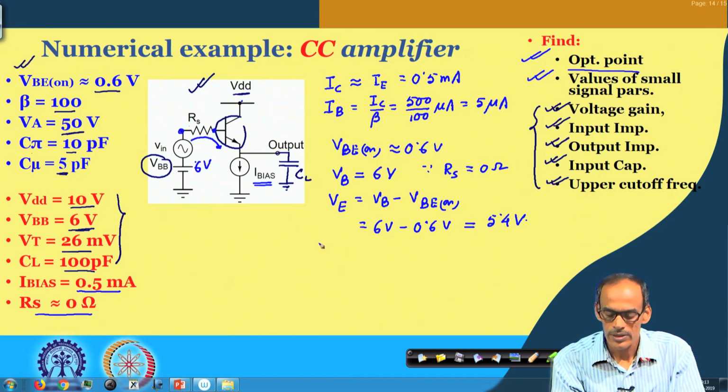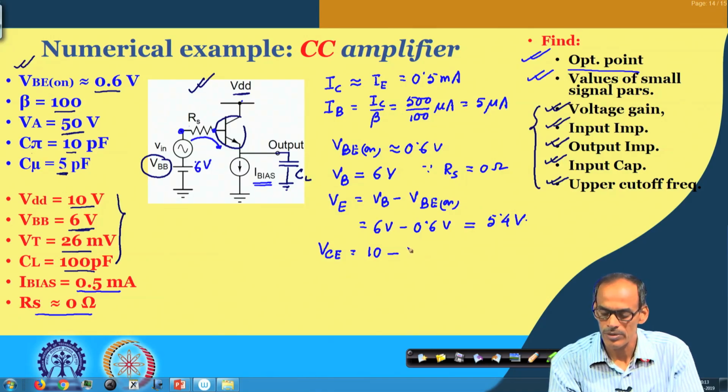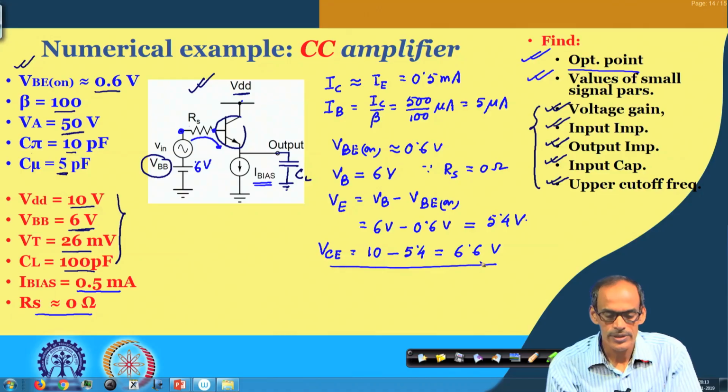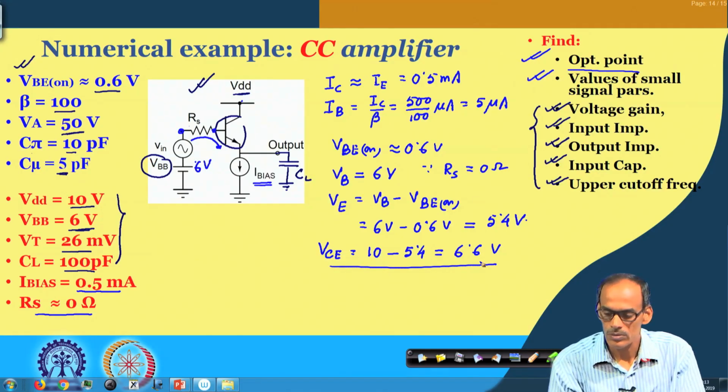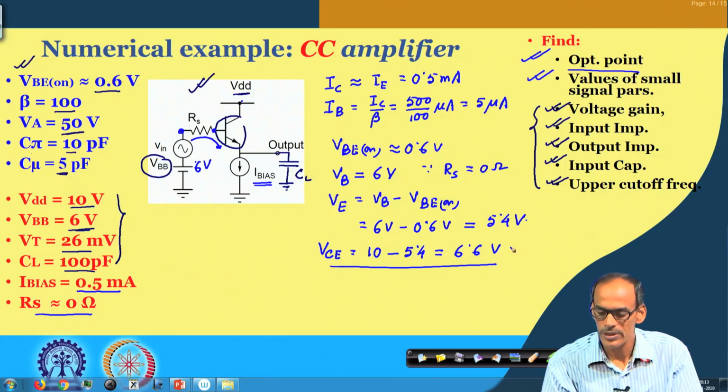So, we can say that VCE equals 10 volt at the collector minus the emitter voltage, which is 5.4 volt. So, this is 4.6 volt. From this we can say that the transistor is in the active region of operation. That gives us the operating point of the transistor.